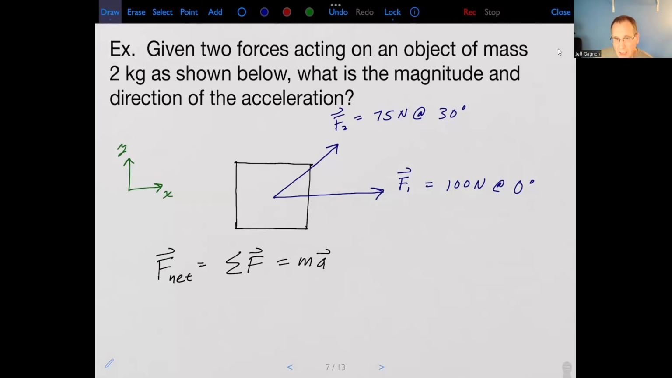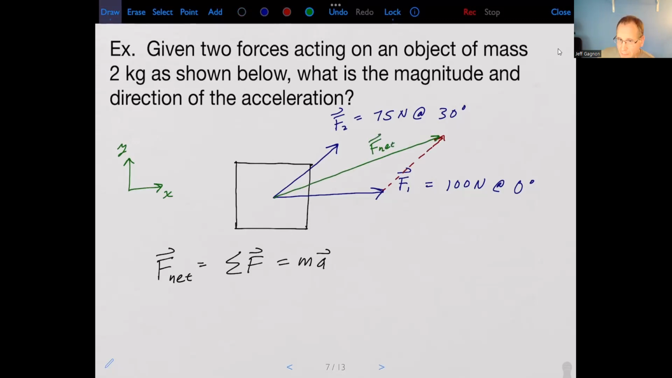So what I really need to do is add these two forces together. We could do this graphically right now. If I move the tail of F2 to the tip of F1, it'll look something like this. And then if I draw a vector from the tail of F1 to the tip of F2, it'll be like that, right? So that is really like my net force. It'll be that green vector there.